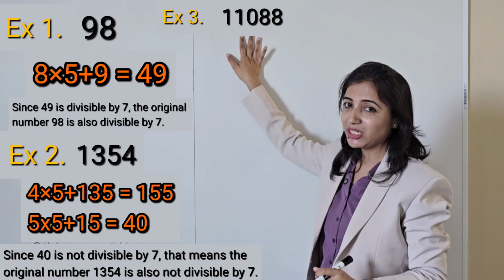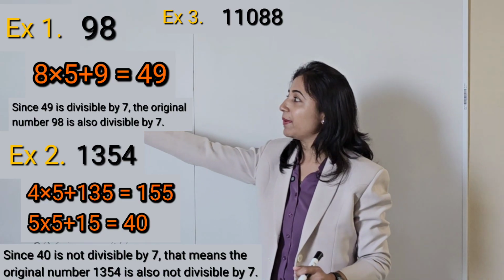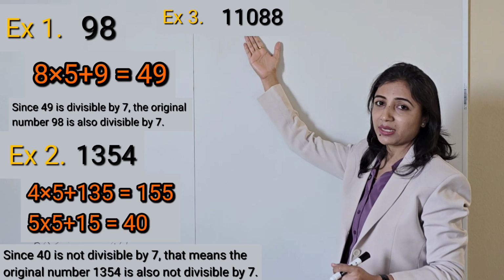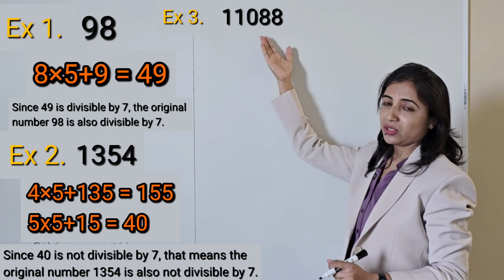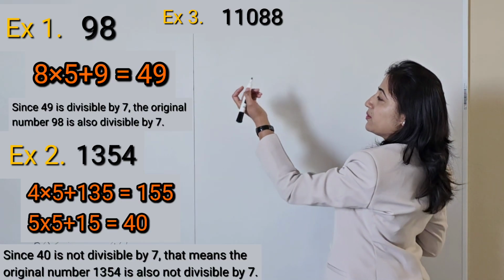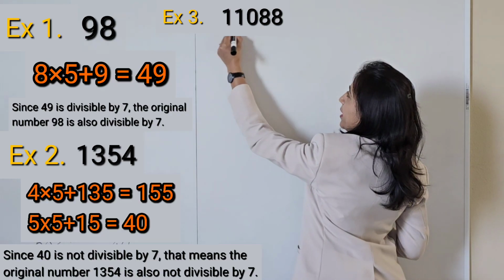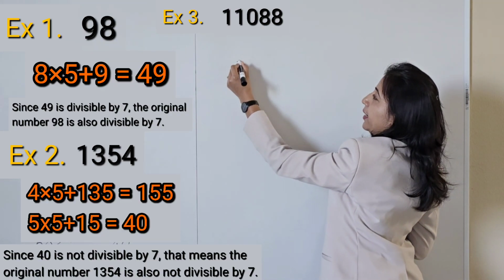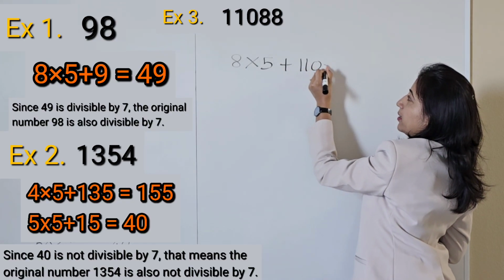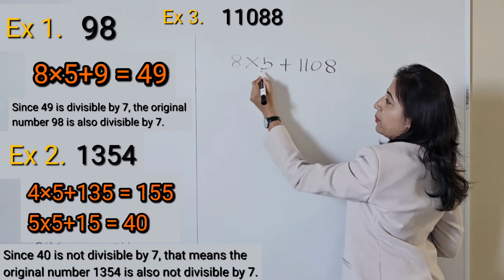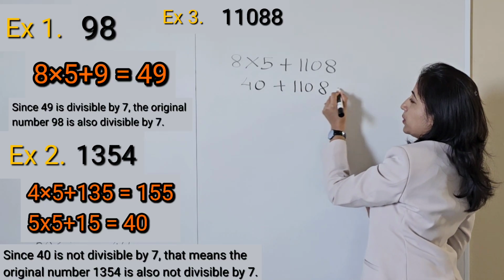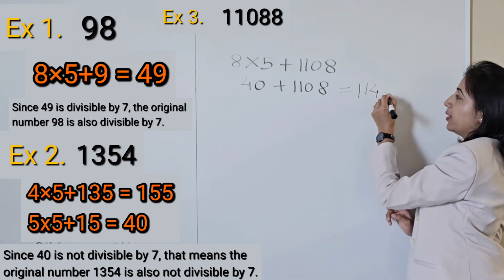Again this number is very large but it is very simple. You just have to multiply the last digit by 5. Here the last digit is 8, and we know that 8 fives are 40. 40 plus the remaining number gives 1148. Here you break the number into two parts. The last digit 8 is multiplied by 5 and the remaining number is added to it. So 8 multiplied by 5 is 40 plus our remaining number, and that means the addition is 1148.